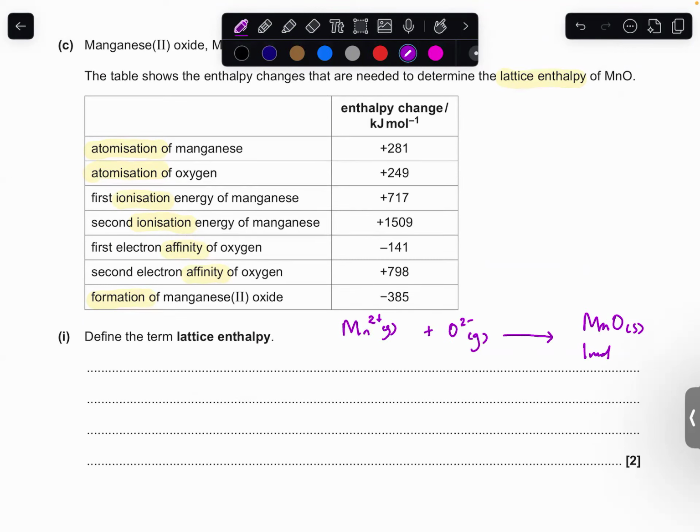And putting that into words. Write this down. This comes up often. 1 mole of an ionic lattice is formed from its gaseous ions.